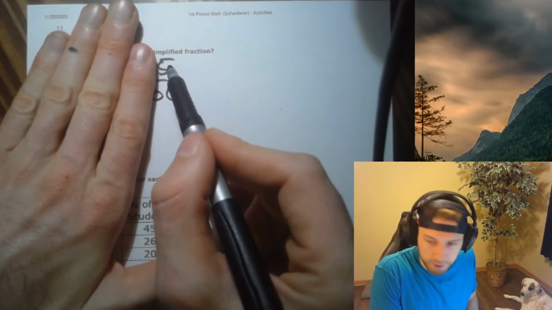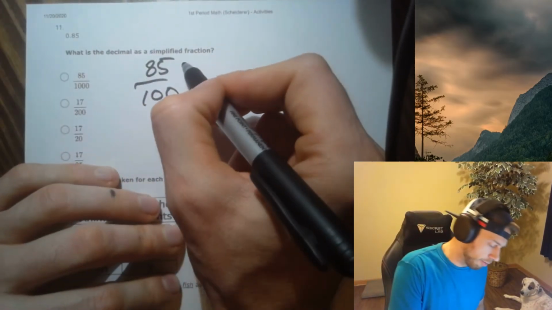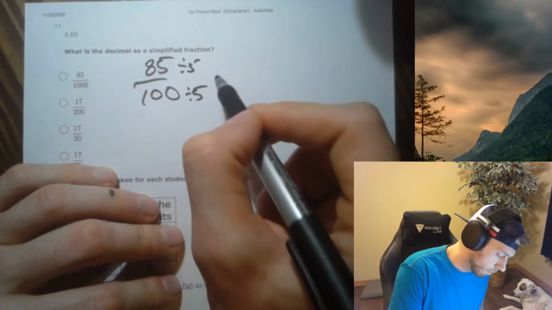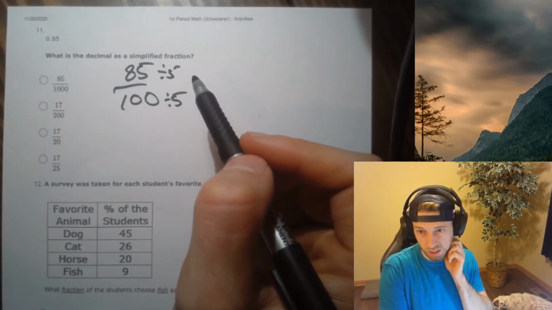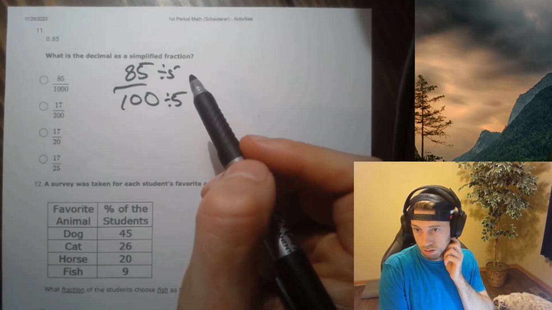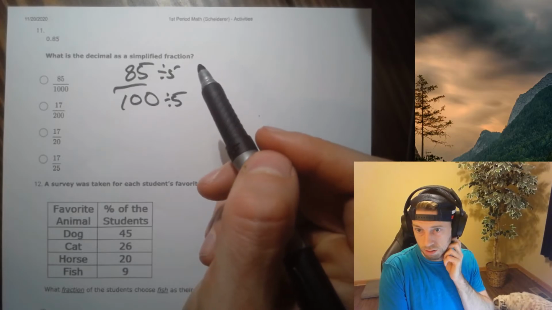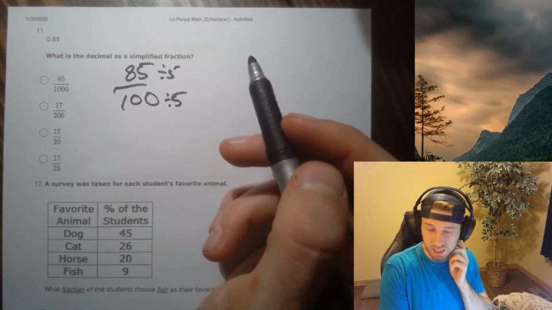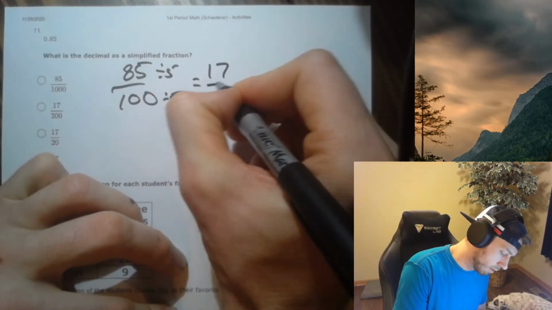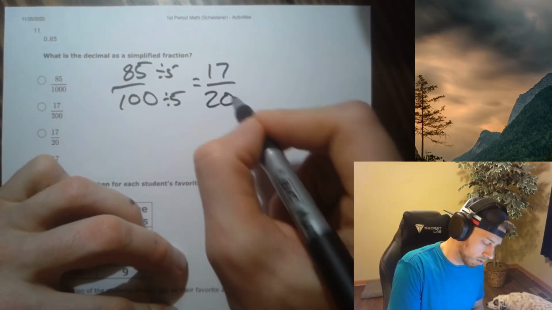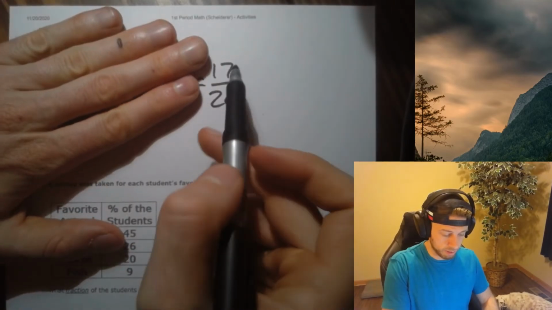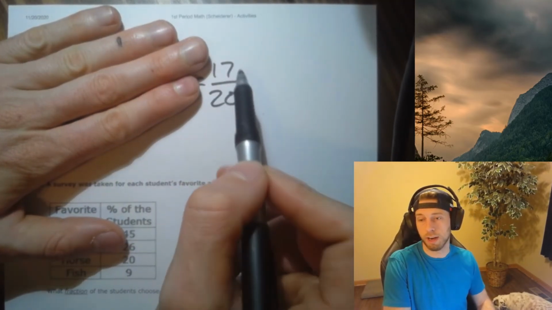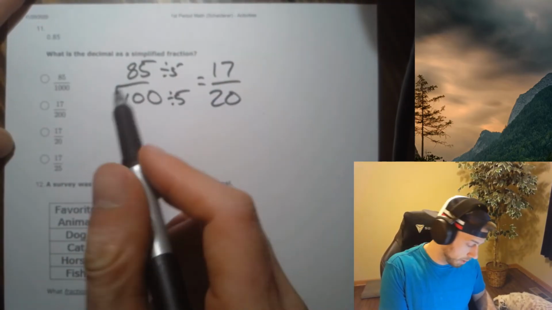Any number that ends in a 5 or 0 is divisible by 5, so I know that 5 will work here. 85 divided by 5, so that's 17. 15, 16, 17? Yeah, 17. And 100 divided by 5 is 20. So 17 20ths. 17 is a prime number, 20 is not, so these don't have a common factor. So our answer is going to be 17 20ths.